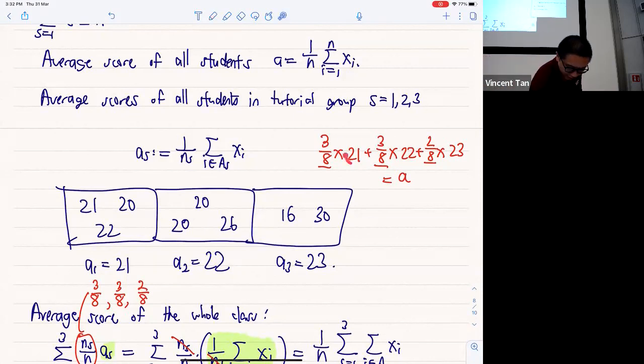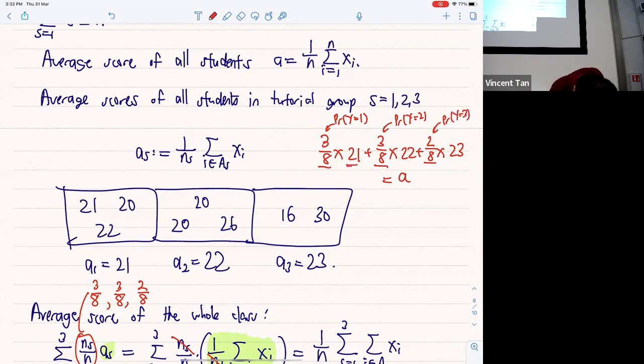And these are the conditional expectations of the quiz scores of the students in tutorial group 1, group 2, group 3. So in particular, this one here is the probability that the tutorial group is 1, the probability the tutorial group is 2, the probability the tutorial group is 3. And this number here is the conditional expectation of the quiz scores given that the tutorial group is 1, and so on and so forth. Is this clear? The rest of the calculations are just mechanical. This is the essence of the law of iterated expectations.